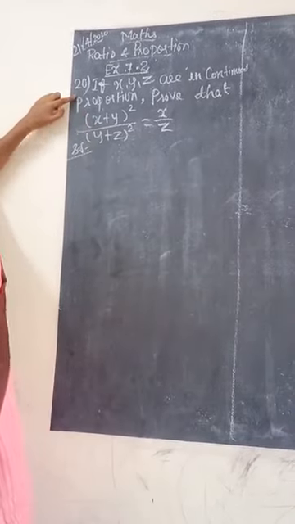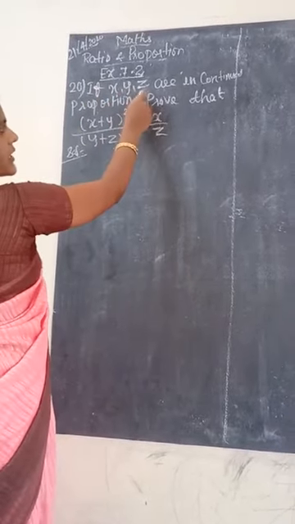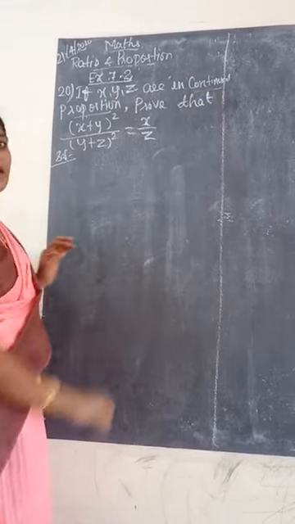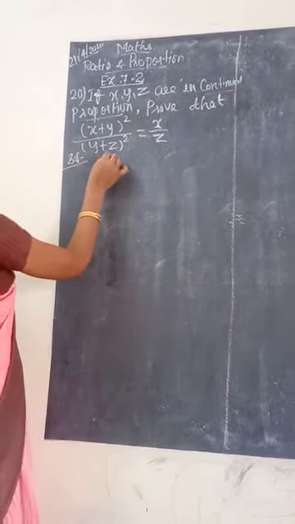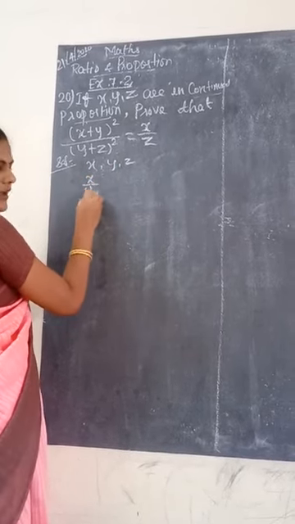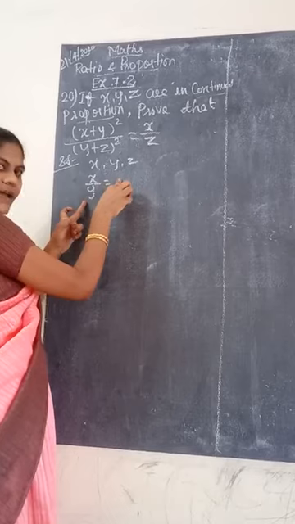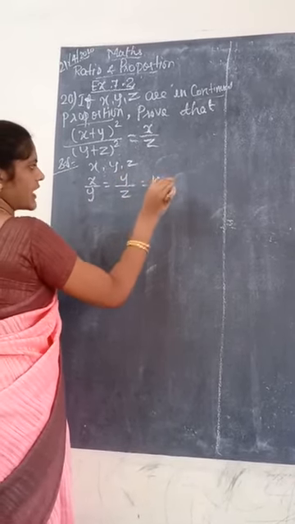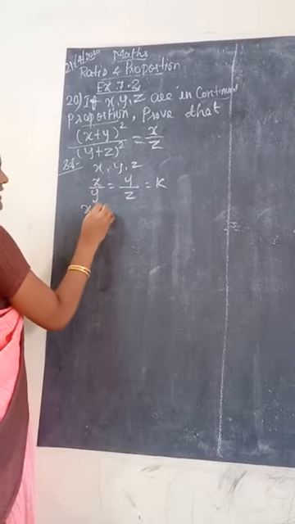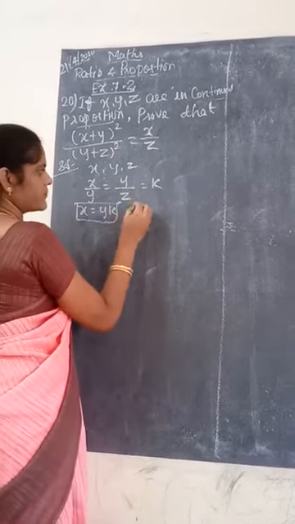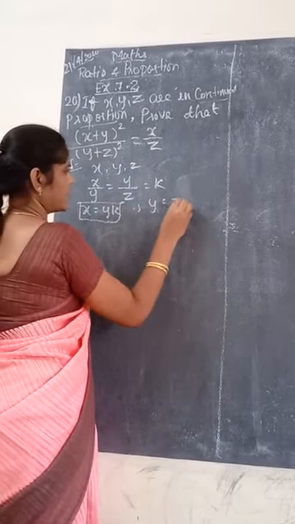So the 20th question is, if x, y, z are in continued proportion, prove that. Listen to the word, it is a continued proportion. So x by y equal to, again the next term starts with y, y by z equal to k. Next, what is x value? x equals y k. Next, from this, y equal to z k.